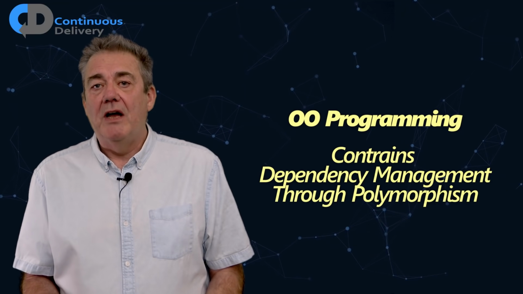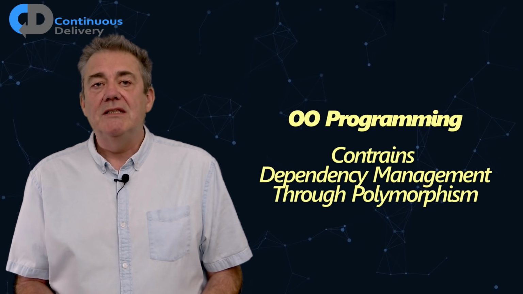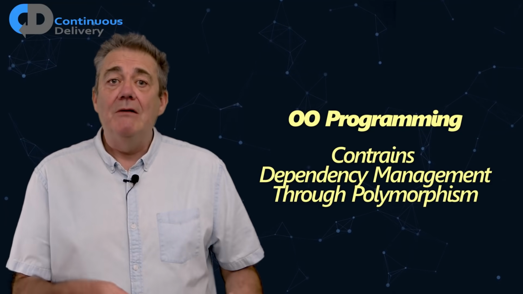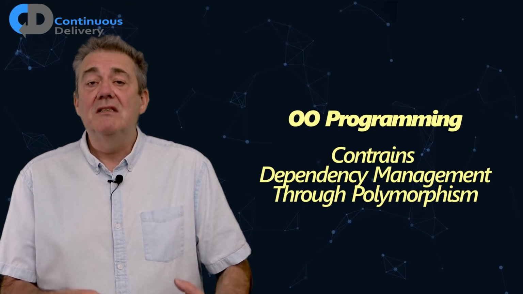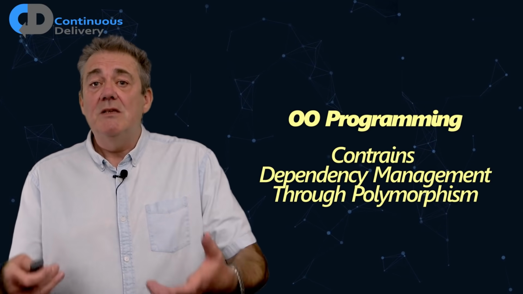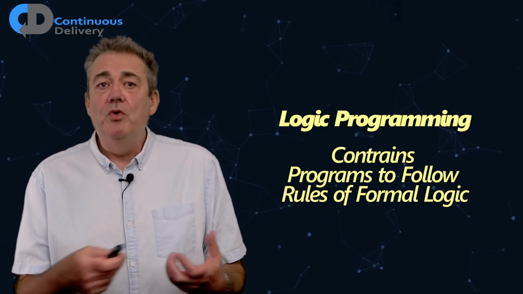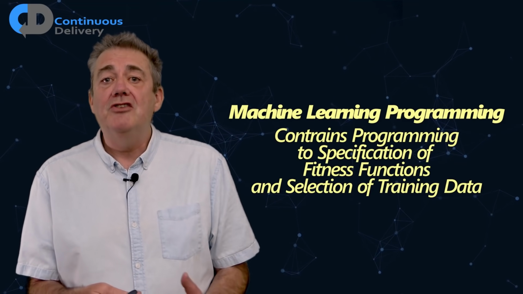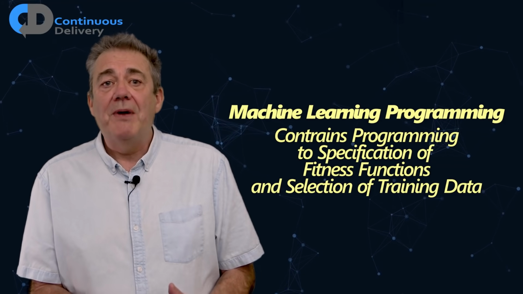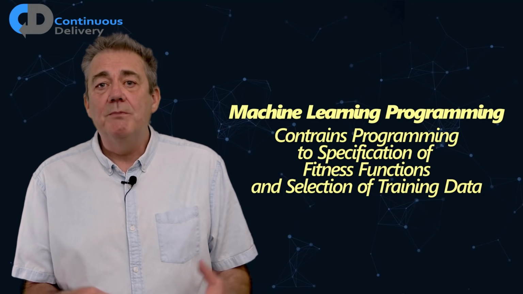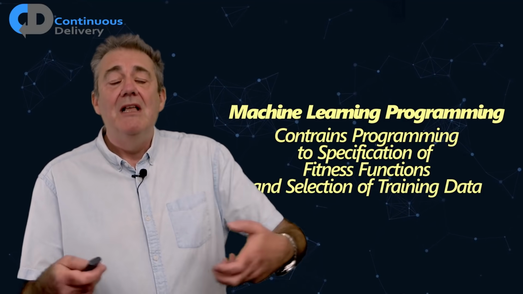The real value of OO is our ability to modularize our systems and deal from the outside with different modules in consistent ways. This is polymorphism. Structured, OO and functional aren't the only paradigms. Logic programming constrains programs to follow the rules of formal logic, for example. You could argue that machine learning in its current incarnation is a different paradigm that constrains programmers by allowing them to pick good examples and only define fitness functions.